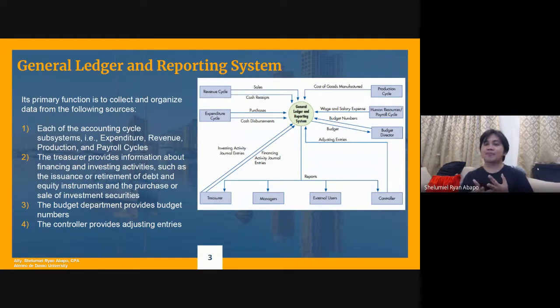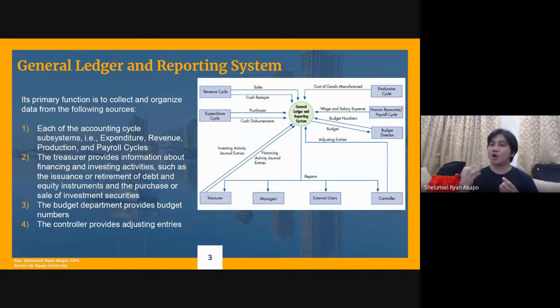Another source of data is the treasurer office. The treasurer provides information about financing and investing activities such as the retirement of debts, the writing off of obligations, the purchase of or investment in certain stocks or properties, which we call investment properties, or the purchase or sale of securities or even the acquisition of own shares of a corporation and making them treasury shares. These are non-recurring transactions, meaning these are not related to your trade transactions.